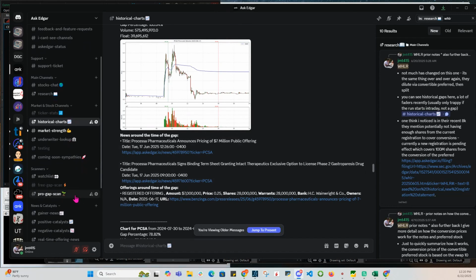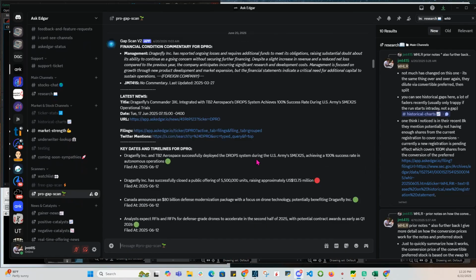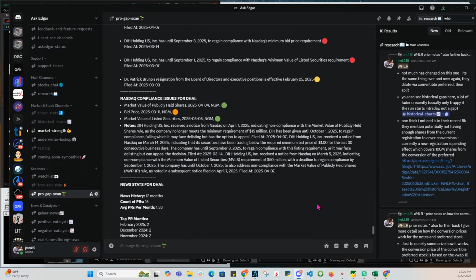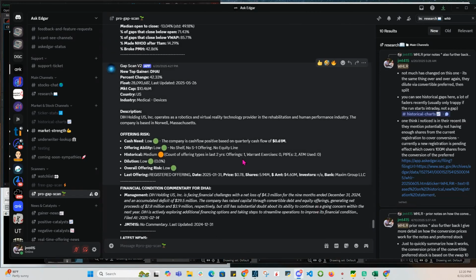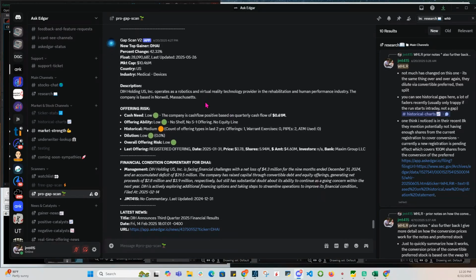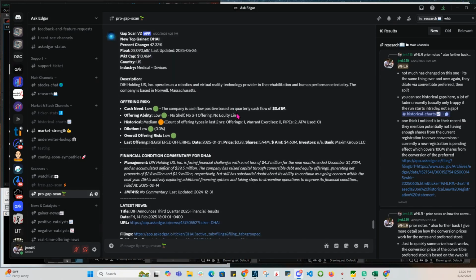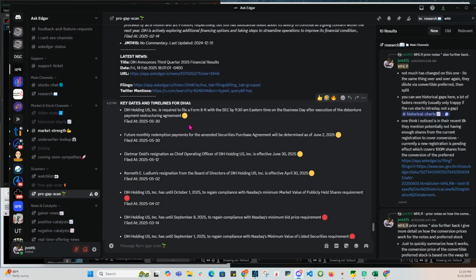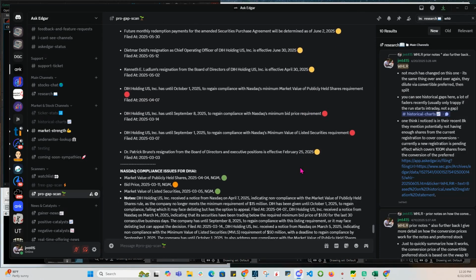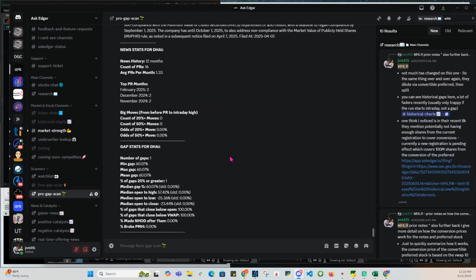And then we also have a scanner, both free and pro. Pro just has more information. So this is going to post every time a ticker hits the top gainer scanner, so over 30% on the day. This will post a lot of the information that's available in the web app. So things like the offering ratings, the financial condition, standard details like float, what the company does, the latest news, key dates and timelines. It's nice here compared to the web app because we actually will color code it for things that are negative or positive, compliance issues, and then also stats. So how did it do statistically when it released news, and also when it was a gapper. And we'll also post these in the ticker stats channel as well.